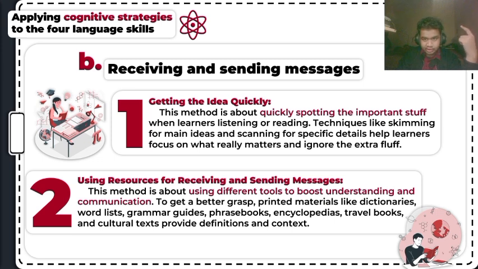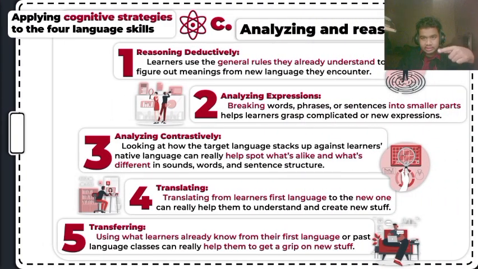And now moving to the next one, we got C, analyzing and reasoning. For the first part, we got reasoning deductively. Learners use general rules they already understand to figure out meanings from new language they encounter. For example, by spotting certain word prefix or suffix patterns, like "-ologist" meaning "doctor of", they can guess what the question is about or what the name means.